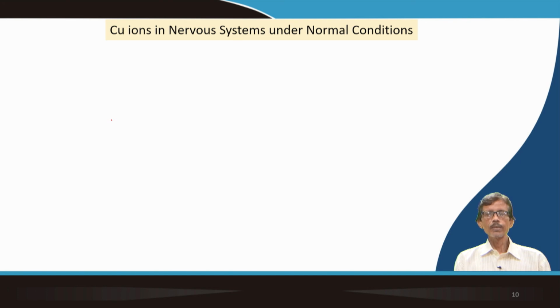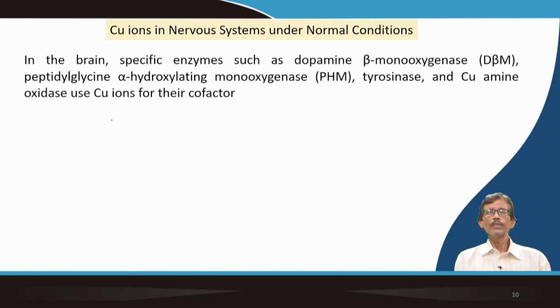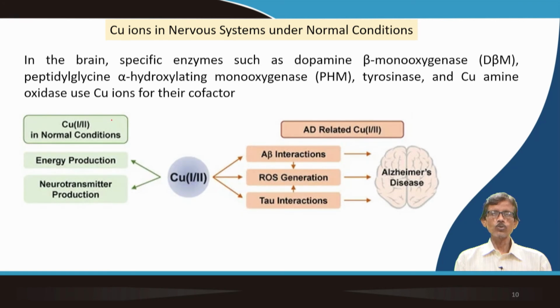So, in the nervous system, what can you have under normal conditions? Already we know that D beta M, PHM, amino oxidase and other cofactors are there in our brain also, because we produce neurotransmitters. So, neurotransmitters are produced in the brain. Copper in these two oxidation states, in both these two cases: on the left you have the normal part, but on the right is the abnormal part, that means you have the disease.